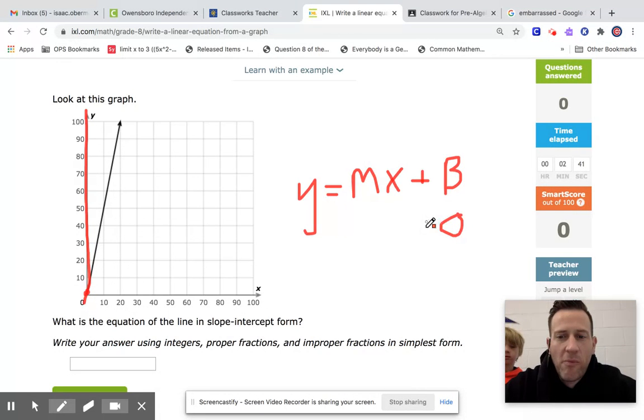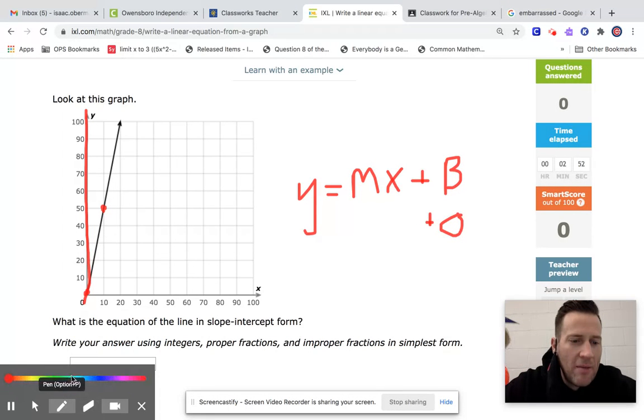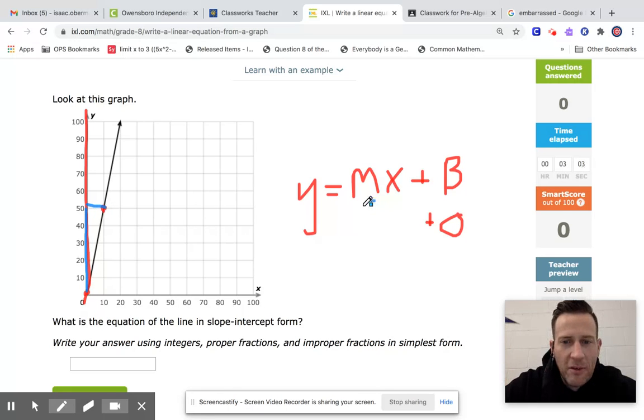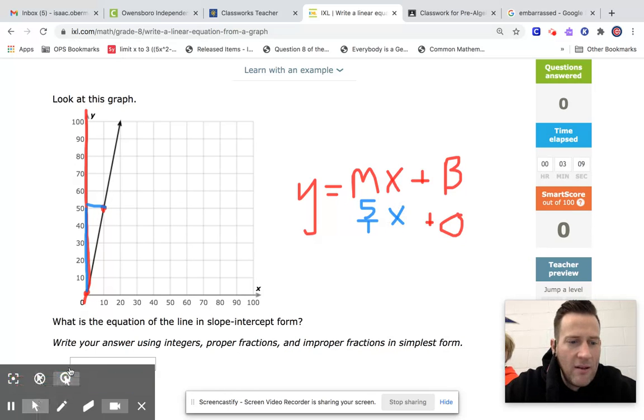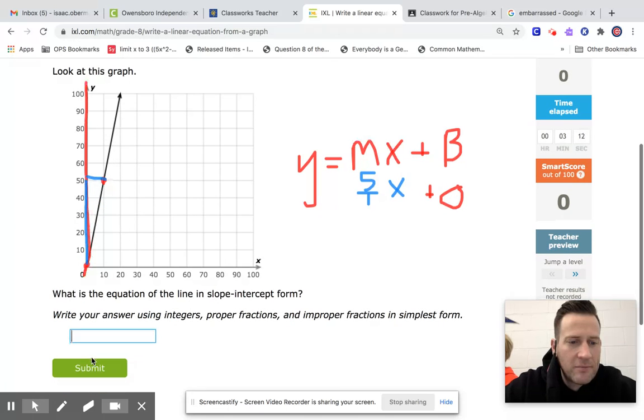All right. Next thing we need to do is find our slope. We just need to find another point. There's another point right there we can use. So we can count how many we went up and over to write our slope. We went up 1, 2, 3, 4, 5, and we went over 1. So our slope here would be 5 over 1 x. And so we would type it in just like this.